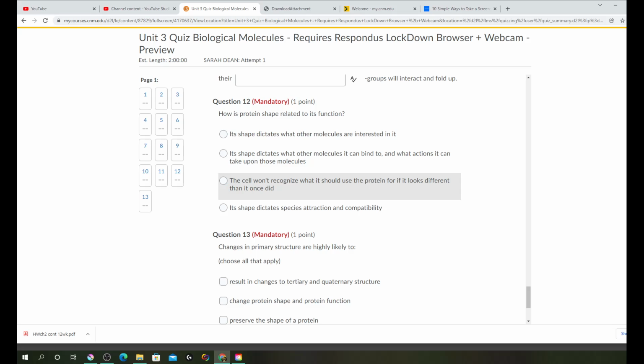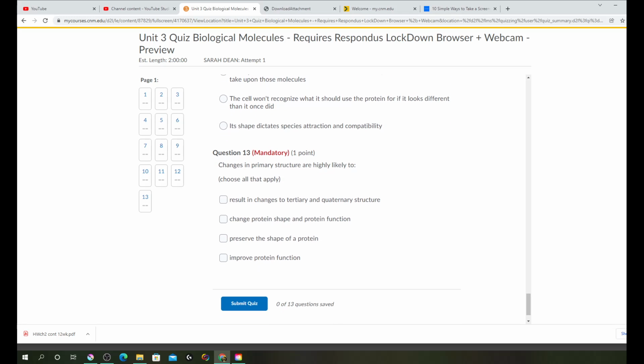The cell won't recognize what it should use the protein for if it looks different than it once did. You should already know that this is wrong because I would never say looks different because these are not seeing molecules. I might talk about shape, but I'm not going to talk about how they look in terms of how other non-seeing things interact with it. Its shape dictates species attraction and compatibility. We're not talking about species here, so that doesn't even make sense. Okay, so its shape dictates what other molecules it can bind to and what actions it can take upon those molecules. So I covered that with the oxytocin and lock and key analogy.